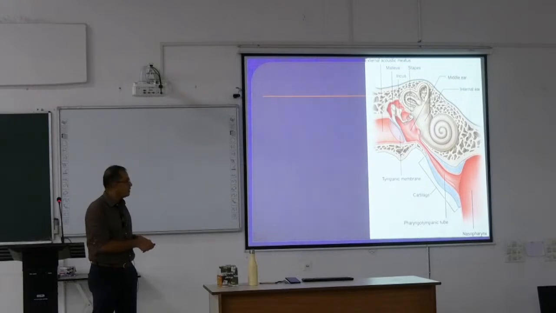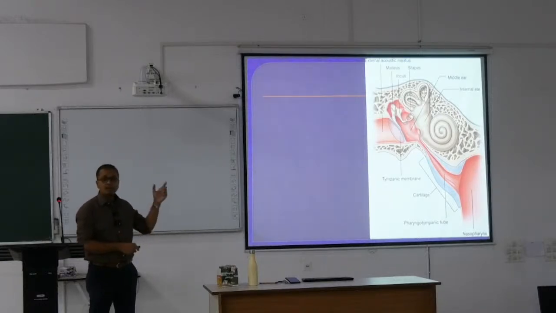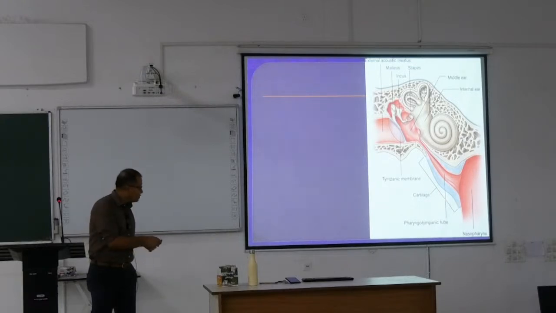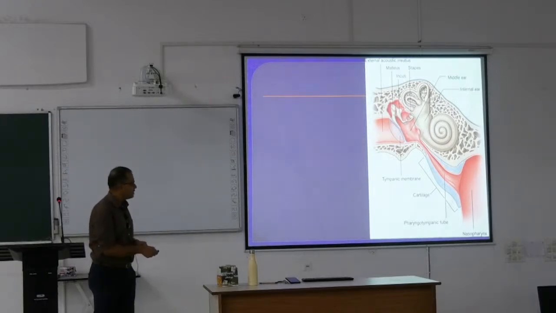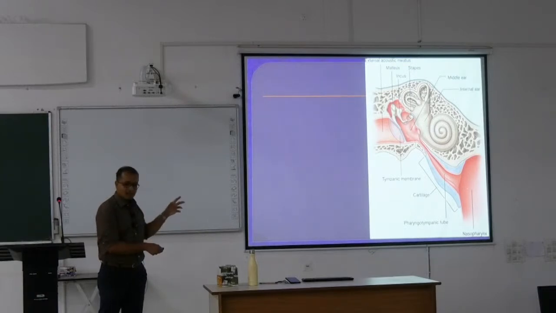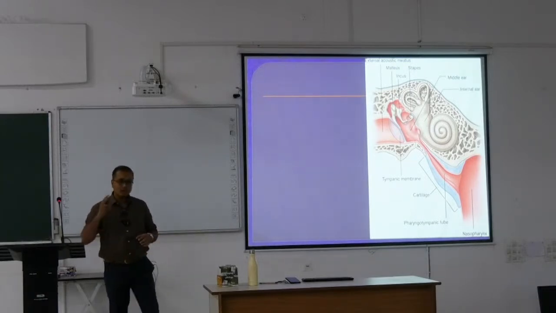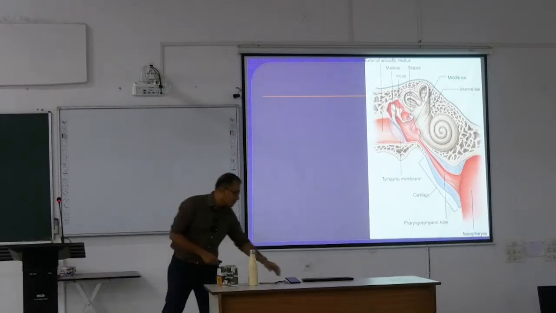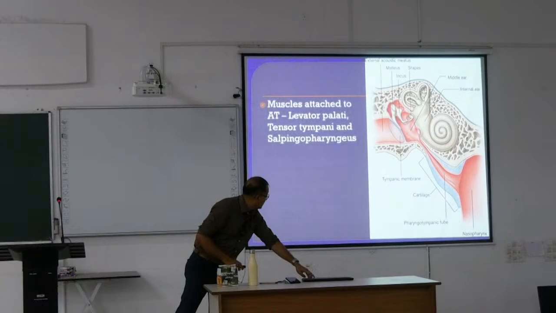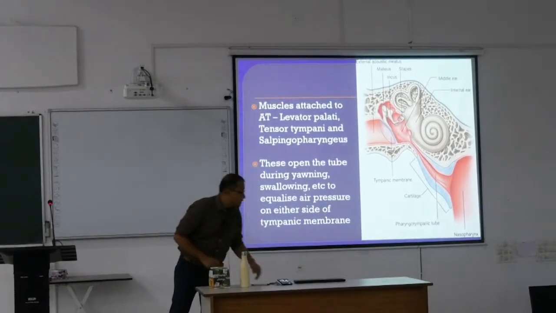This tube has a lining mucosa, or lining epithelium. The mucosa here is the same continuation of the middle ear mucosa. The middle ear mucosa is innervated by the glossopharyngeal nerve. The Eustachian tube mucosa is also supplied by the glossopharyngeal nerve principally, except the region at the opening side at the nasopharynx, which is innervated by the trigeminal nerve.